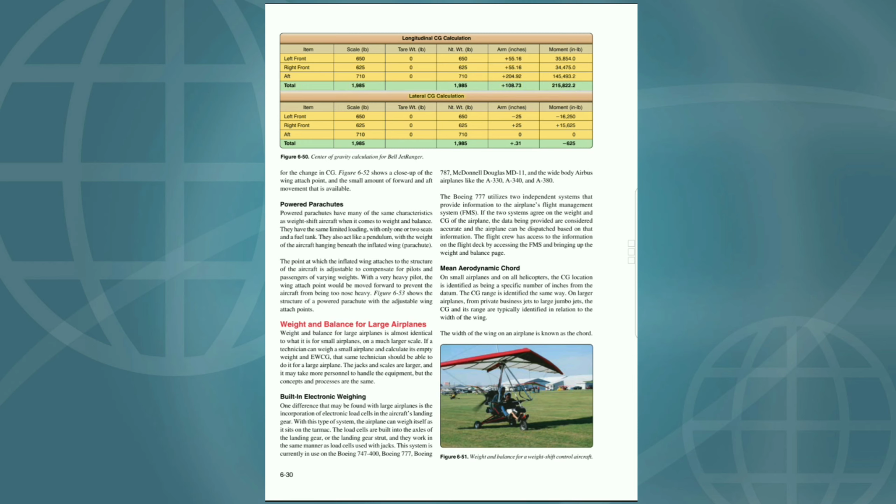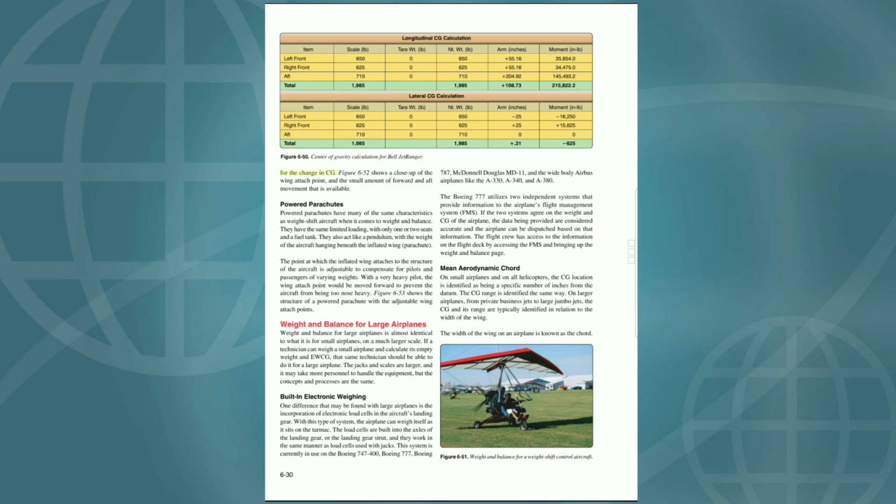Lateral CG calculation. Item, scale weight in pounds, tare weight in pounds, net weight in pounds, arm in inches, moment in inch-pounds. Left front 650, tare 0, net 650, arm minus 25, moment minus 16,250. Right front 625, tare 0, net 625, arm plus 25, moment plus 15,625. Aft 710, tare 0, net 710, arm 0, moment 0. Total 1,985, net 1,985, arm plus, moment minus 625. Figure 6-50. Center of gravity calculation for Bell Jet Ranger.